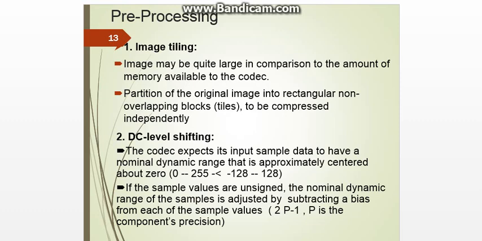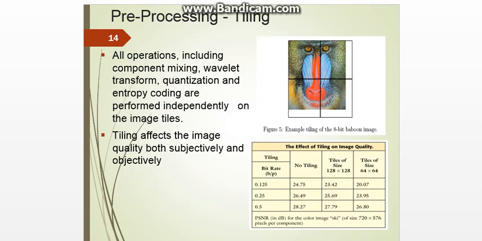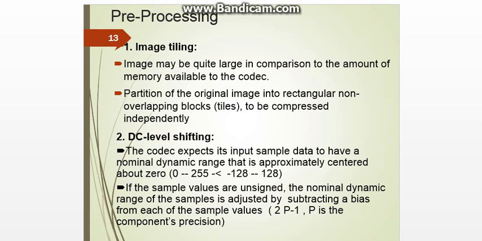Now the DC level shifting. Prior to the computation of the forward discrete wavelet transform, all samples of the image tile component are DC level shifted by subtracting the base quantity, that is 2 raised to p minus 1, where p is the component's precision. DC level shifting is performed on samples of components that are unsigned only. Level shifting does not affect variances. It actually converts an unsigned representation to the 2's complement representation.